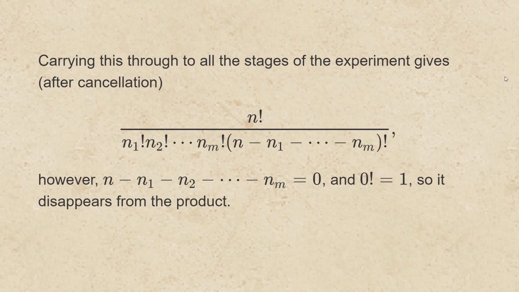Carrying this through to all the stages of the experiment gives, after cancellation, n factorial all over n sub 1 factorial through n sub m factorial times n minus n sub 1 minus and so on up to minus n sub m factorial. However, n minus n sub 1 minus n sub 2 and so on equals 0, and 0 factorial equals 1, so it disappears from the product, which completes the proof.